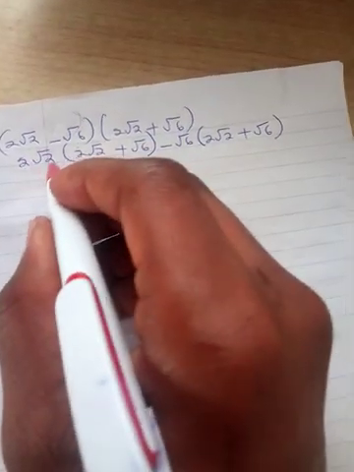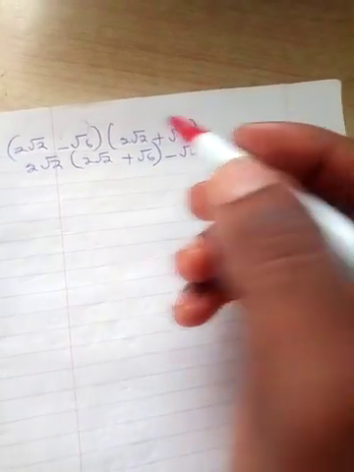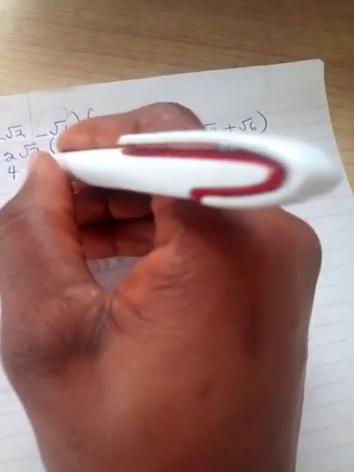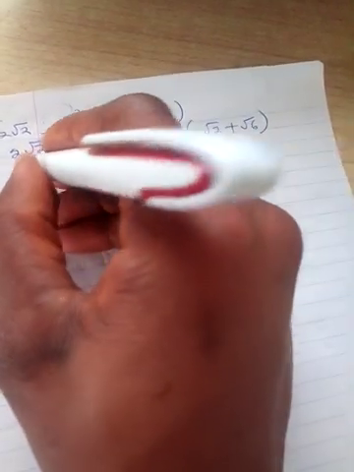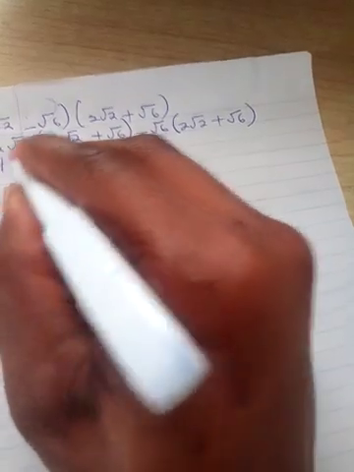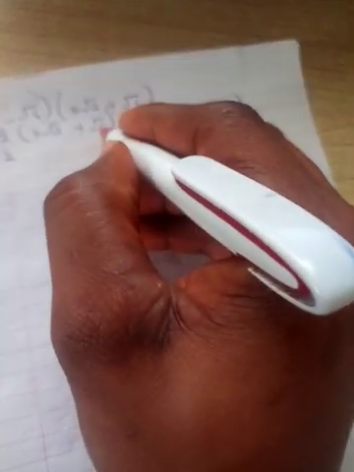So we have 2 root of 2 times 2 root of 2. So what does this give us? We know 2 times 2, that's 4, right? And then root of 2 times root of 2, we know this should give us what? 2, right? Now we have 2 root of 2 plus root of 6, right?